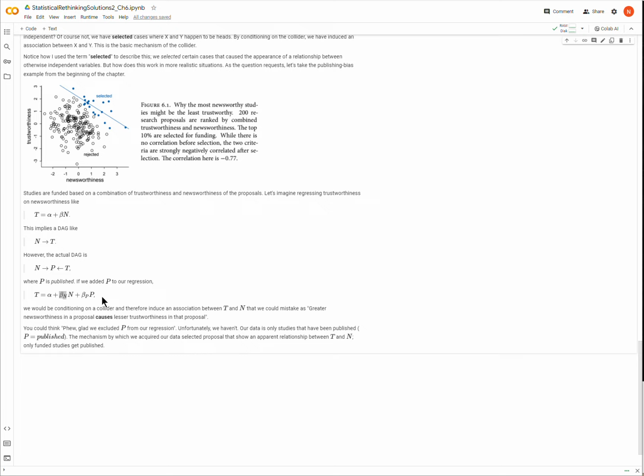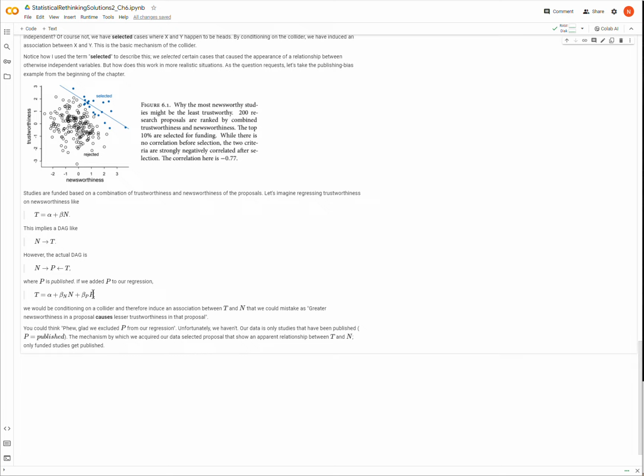And so we think, oh well, it's a good thing that we're not including P, whether or not the study was published, because we wouldn't want to make that faulty inference. But the problem is that we have already included P, even though it's not in our regression. Why? Because our data was only published studies. So P is an implicit term here already, right? The only data that we have is the published studies.